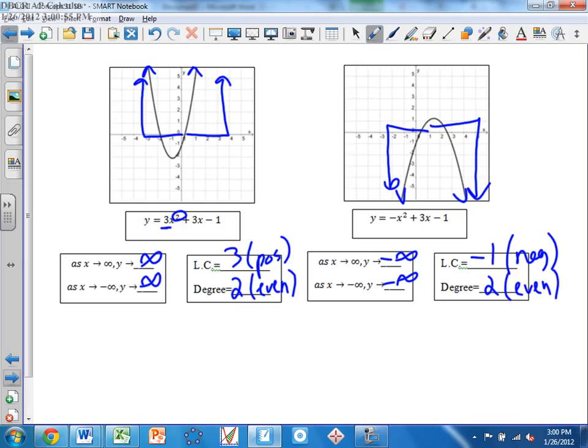Okay, we're on a roll. Good job. All right, we're going to do one more set of examples, then we'll start to make some generalizations or conclusions. What is a generalization? What does that mean, guys? Something that applies to everything.